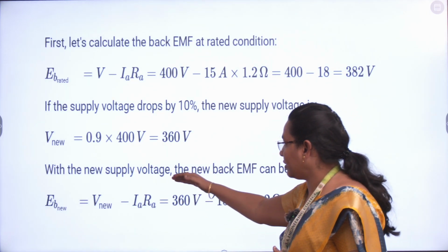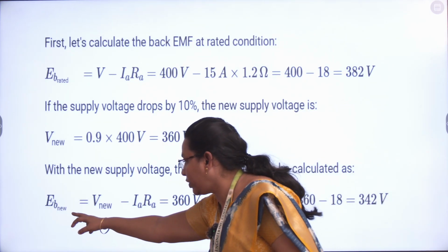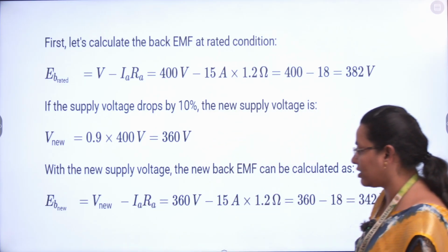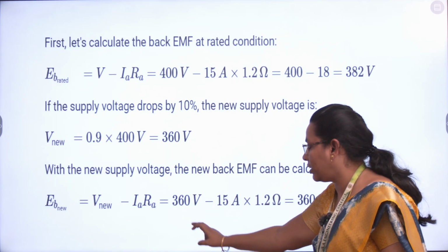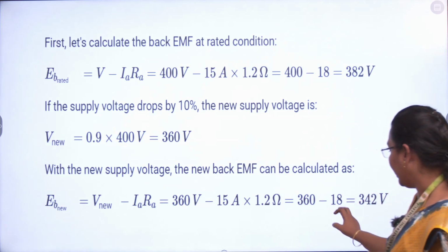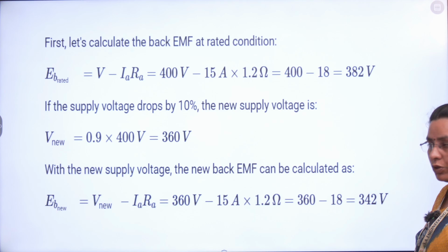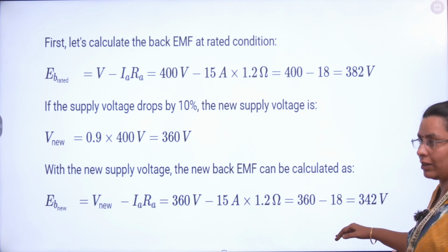For this corresponding supply voltage, the new back EMF is equal to V new minus IaRa. IaRa remains the same value, we just have to change the voltage. So 360 minus 18 is equal to 342 volts. This is the new back EMF value.